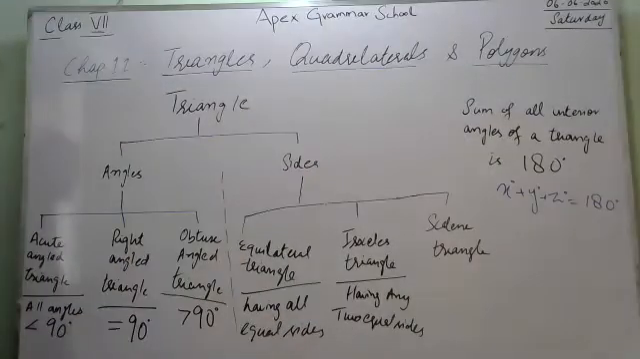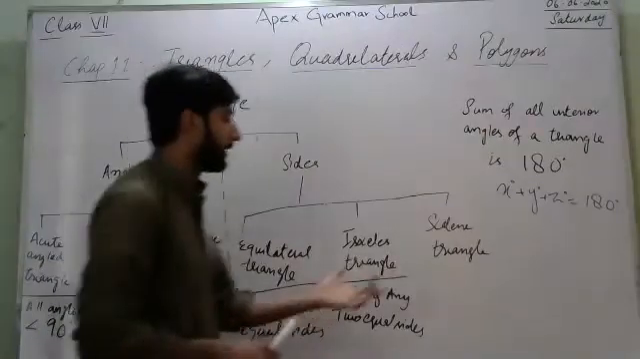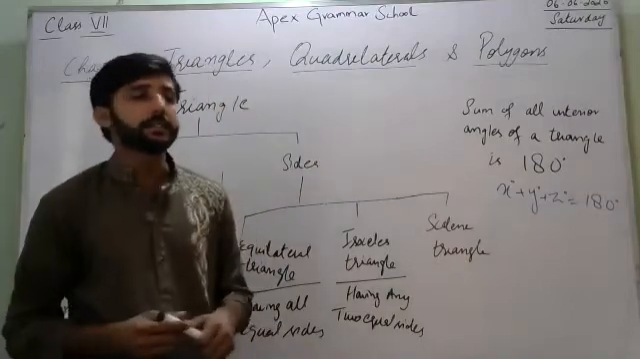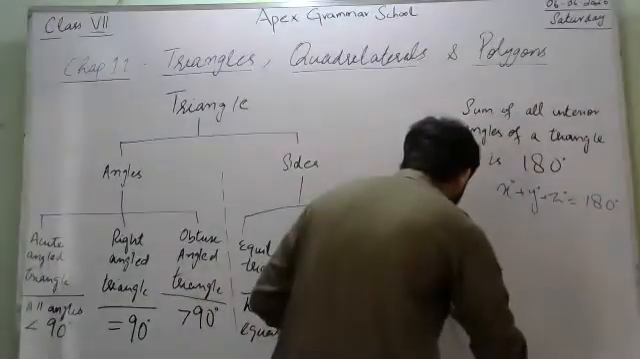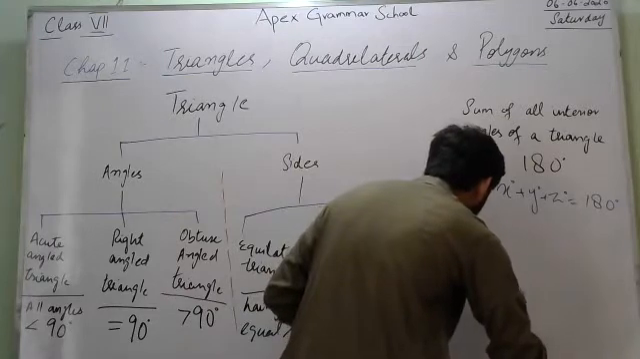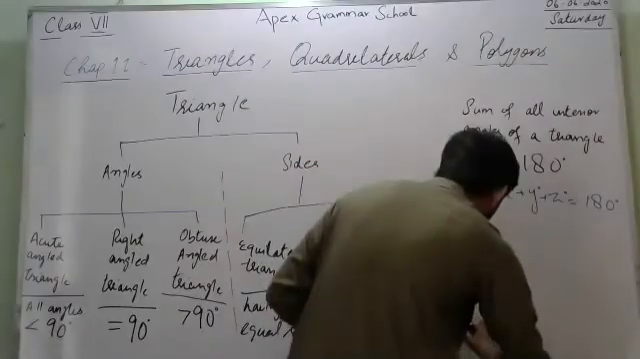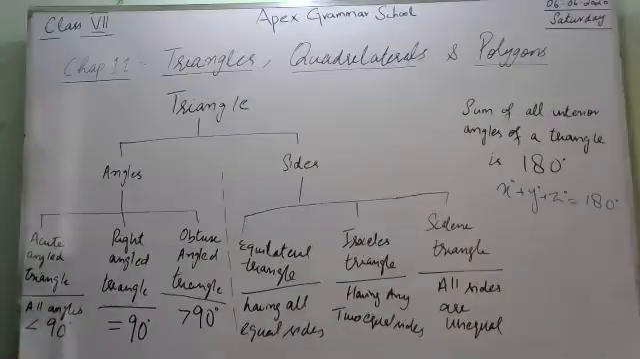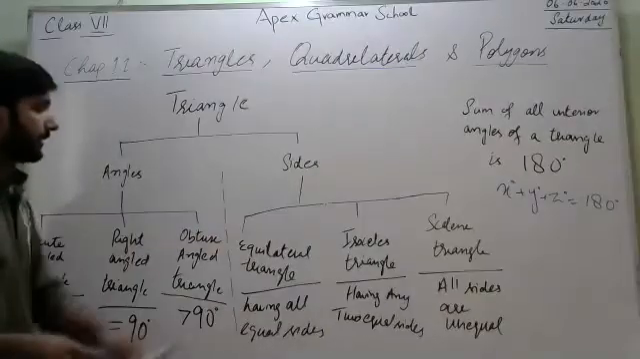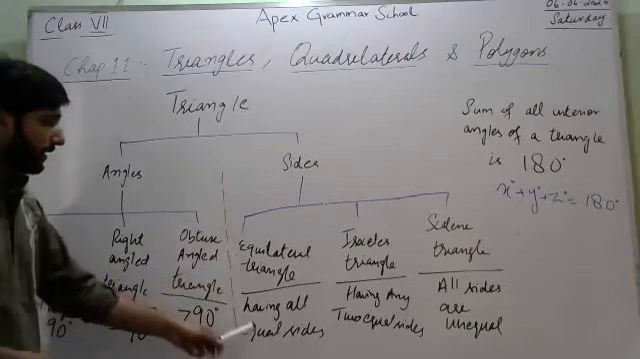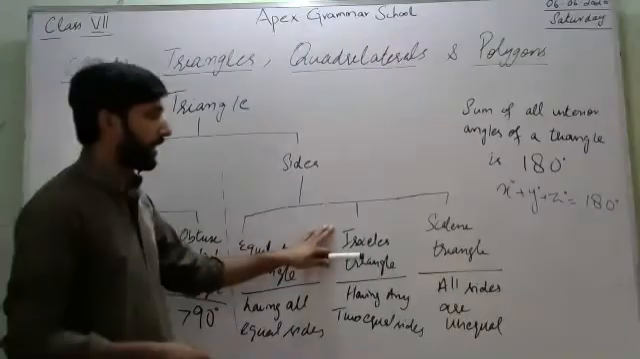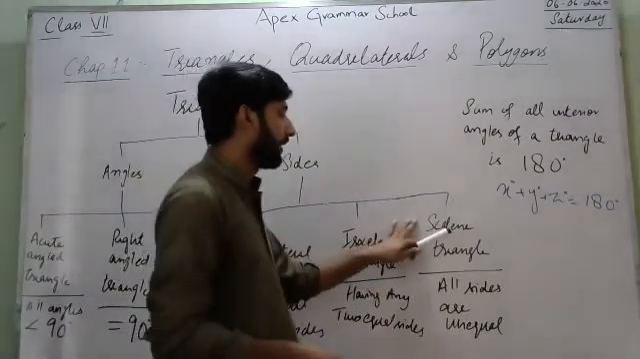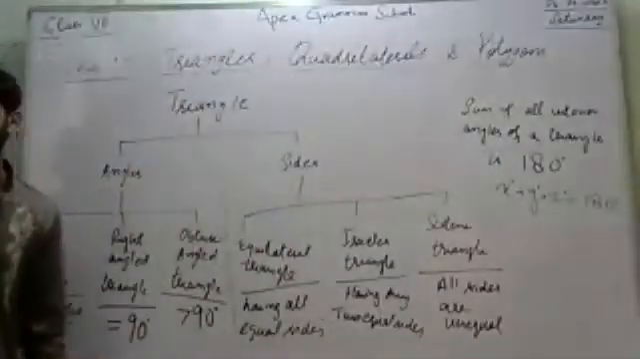A triangle in which at least 2 sides are equal is called an isosceles triangle, and a scalene triangle is one in which all sides are unequal. This is the basic difference between the triangle types which are classified on the basis of their angles and sides. Equilateral triangle: all sides are equal. Isosceles triangle: 2 sides are equal. Scalene triangle: all sides are unequal.